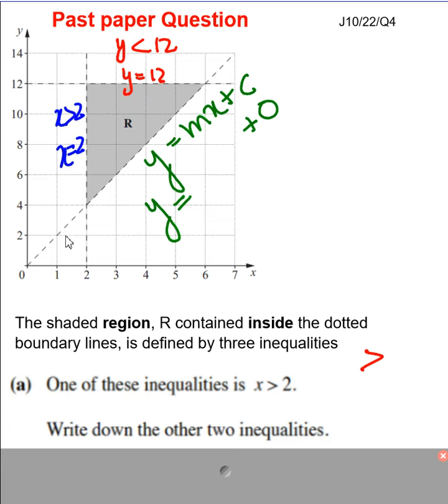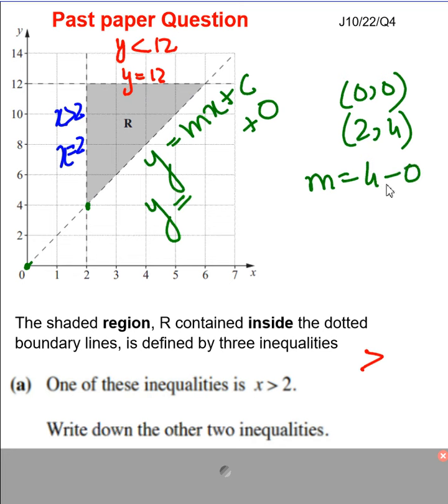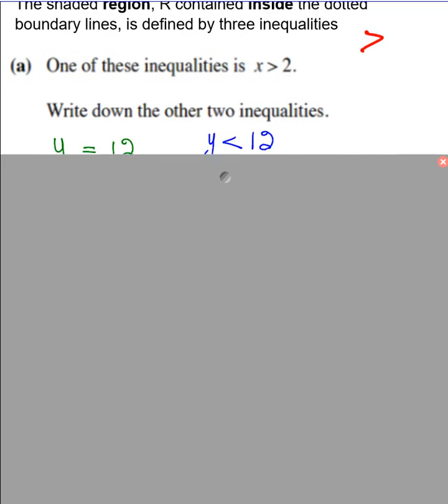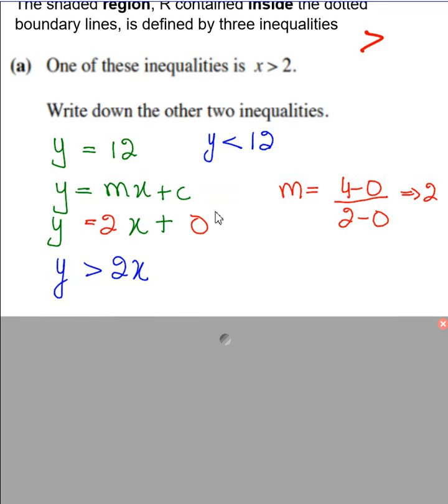Just pick up any 2 points on this line. For example, I pick up (0, 0), and the other point on this line, I pick up (2, 4), and I apply the gradient formula, y2 minus y1 over x2 minus x1. So the gradient is 2. So my m is 2. So the equation of this line will be y equals to 2x. The required region is above it, so it will be y greater than 2x. So this is how you have identified 3 inequalities very quickly. So you can mention here. Okay, I have just done it neatly here.